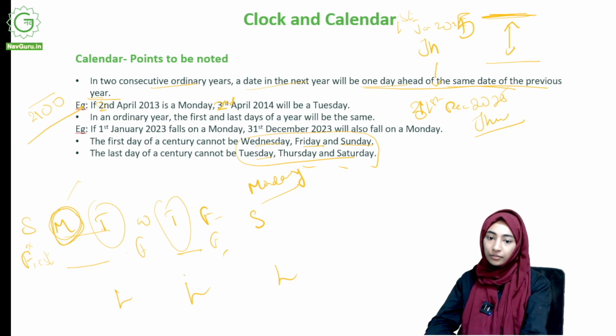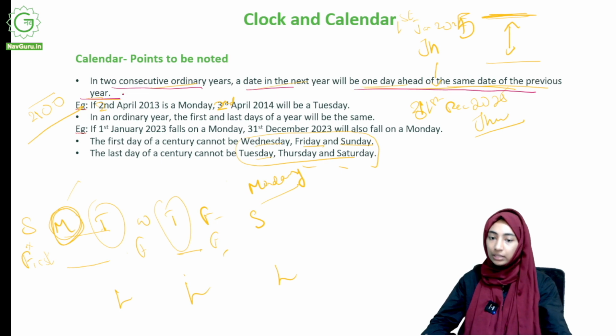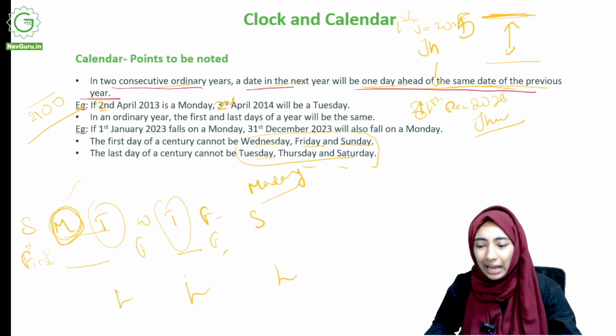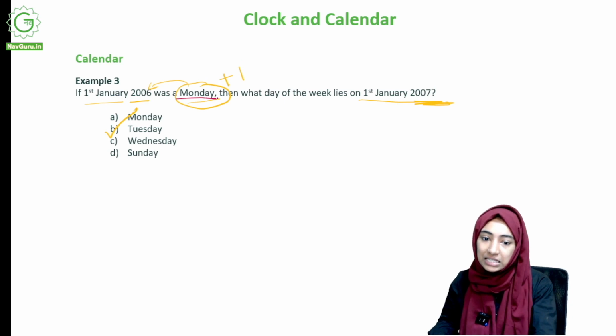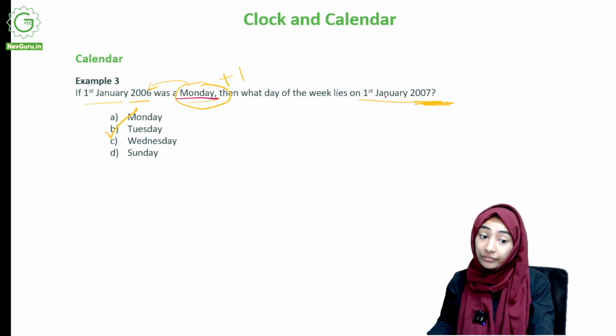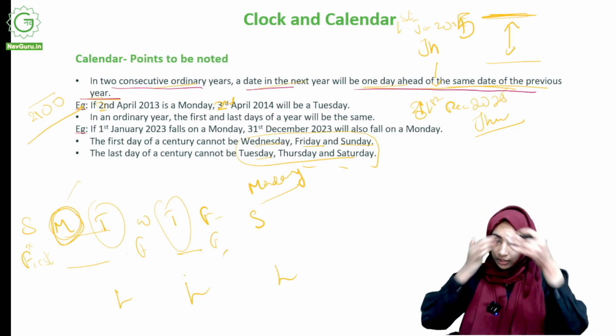In 2 consecutive ordinary years, a date in the next year will be 1 day ahead of the same date of the previous year. I think we can call this the formula itself. So based on that, since this is a Monday, the 1st of January 2007 will be a Tuesday. Okay, so we've gotten that.